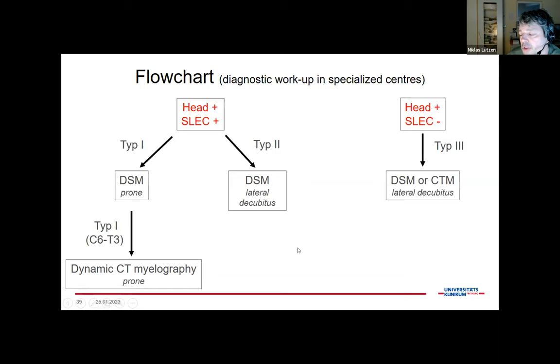And when the patient is head positive but SLEC negative on MRI, we search for a CSF venous fistula either in lateral decubitus position in DSM or CTM. So thank you very much.